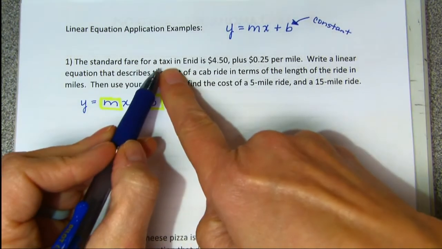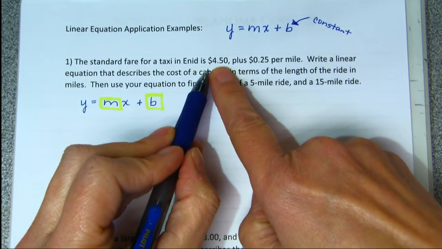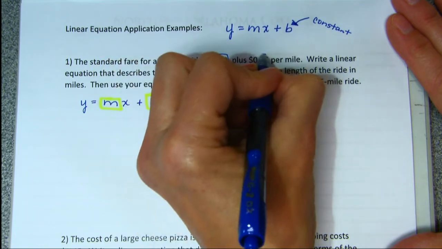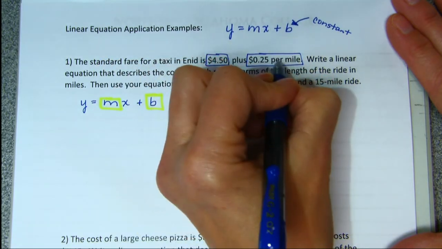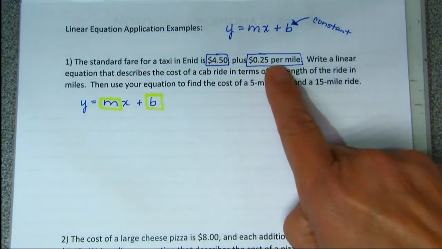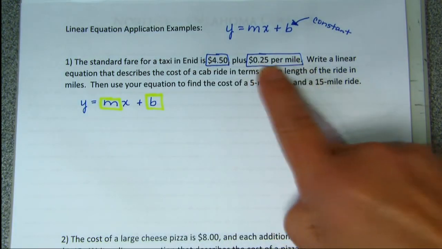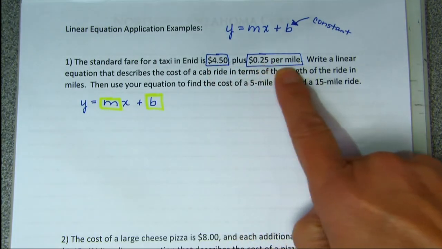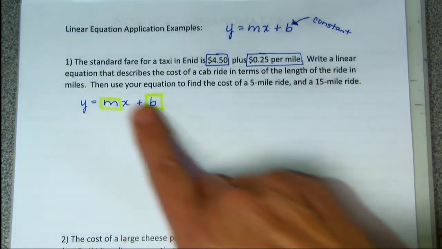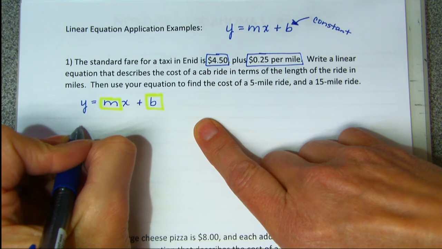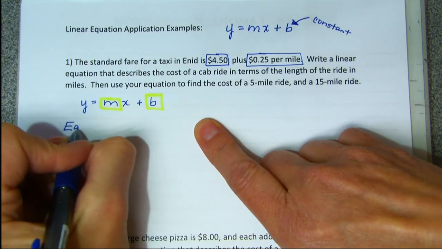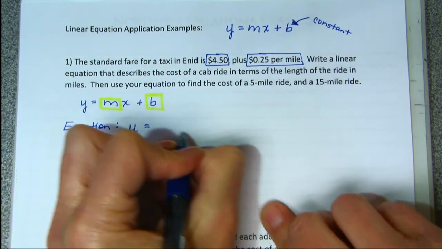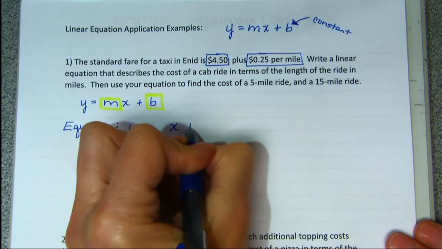The standard fare for a taxi in Enid is $4.50 plus 25 cents per mile. Because this says per mile, this has something connected to it. Here's your constant. So write a linear equation. Since this is my constant, my equation is y equals something x plus something.